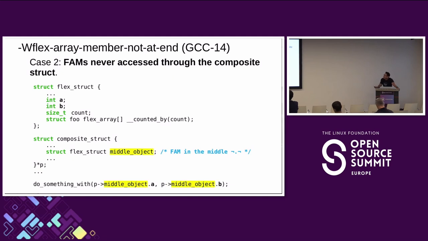Okay, let's continue. In the second category, we might access the other members in the flexible structure, but we never access the flexible array member.